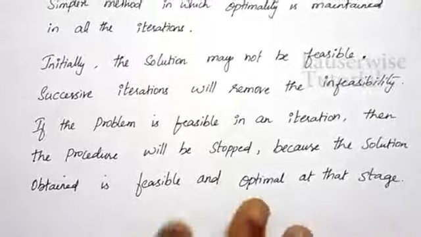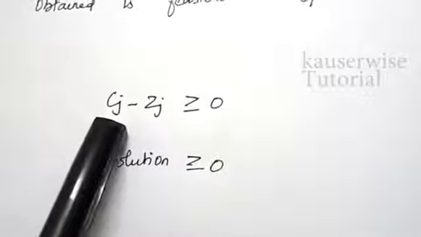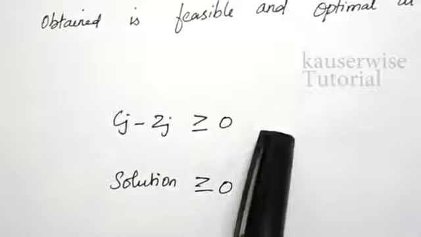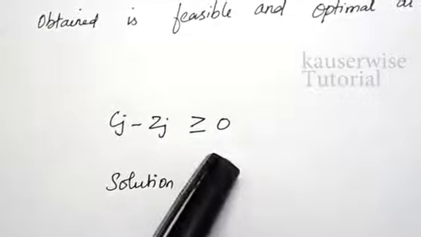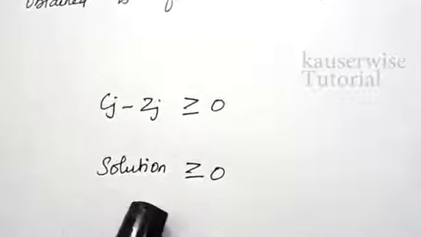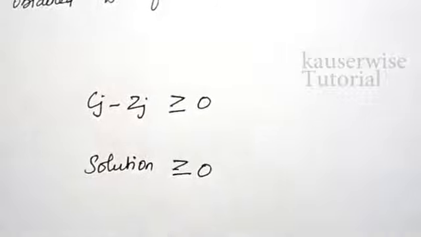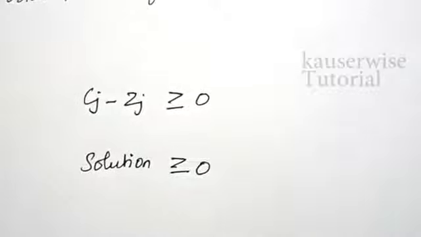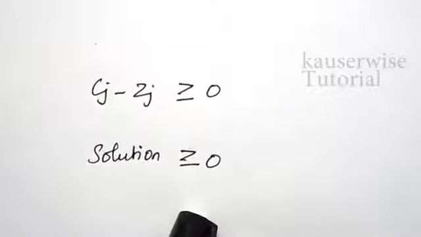Let me explain in a simple way. For the minimization problem, the optimality condition is all the Cj minus Zj must be greater than or equal to 0. This optimality should be maintained in all the iterations. If we get any negative value, then the dual simplex is not applicable. The next point is for the minimization problem, the solution must be greater than or equal to 0. Initially, the solution may not be feasible. That is, in the solution column, we may get some negative value. So, we should do further steps to remove infeasibility. Let us see one illustration problem to get more clarity.